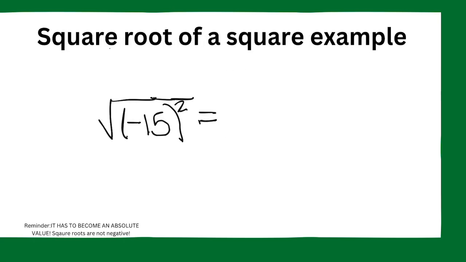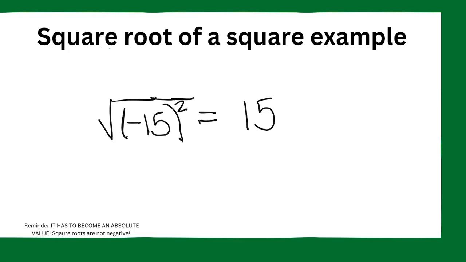I have square root of negative 15 to the power of 2. Simply, this is probably the easiest rule because you're not doing much math or thinking. You're just turning into absolute value, which means we're turning the negative into a positive. So all I would do here is I would remove the power and I would remove the square root and I would just get 15 because once again, a power and a square root cancel out each other.